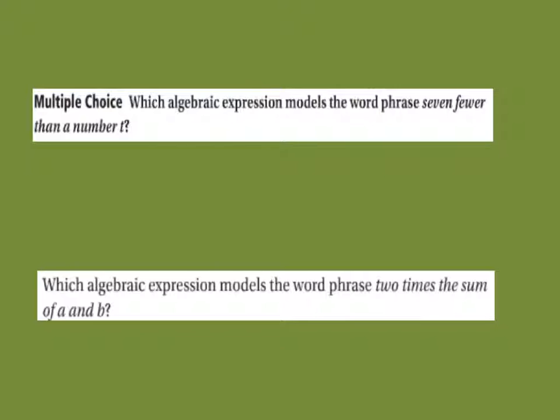So here it says 7 fewer than a number t. Now, when I'm talking about subtraction, fewer than would be a subtraction. You have to be very careful of what number comes first because 7 minus t is different than t minus 7. In this case, since it says 7 fewer than, you're taking t away from 7, so the expression would look like that.